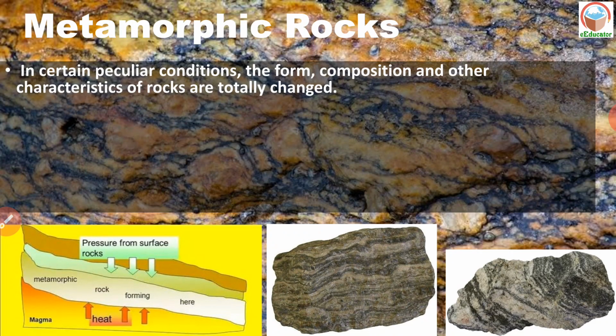How is it formed? In certain peculiar conditions, the composition and other characteristics of rocks are totally changed. The rocks which transform, which change their compositions and characteristics, may be igneous rock transformed into metamorphic because of heat and other things, or sedimentary rock can transform into metamorphic.